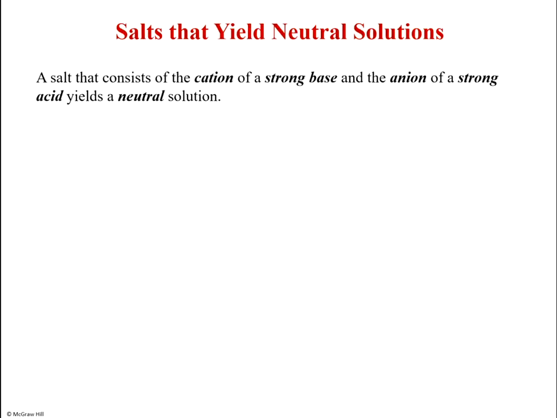Now let's look at a series of salts that yield neutral solutions. A salt that consists of the cation of a strong base, like sodium hydroxide, so the cation will be sodium, and the anion of a strong acid, like, for example, nitrate for nitric acid. A cation and anion like sodium nitrate will give us a neutral solution.